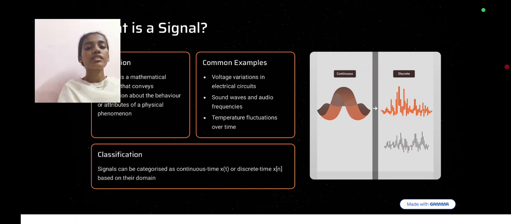Signals are classified into two types. Signals can be characterized as continuous time, x of t, or discrete time, x of n, based on their domains. Here we can see the continuous time x of t wave is this. The wave is in continuous form. In discrete time, the signal is fluctuating. It is not continuous, so we call it discrete time x of n.